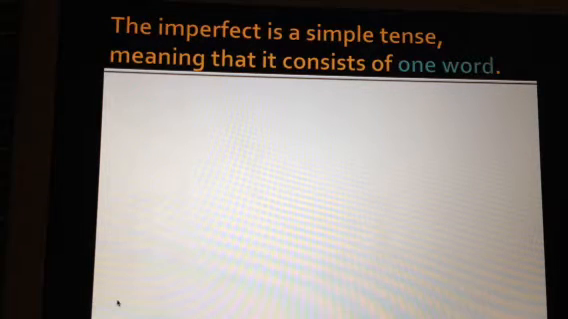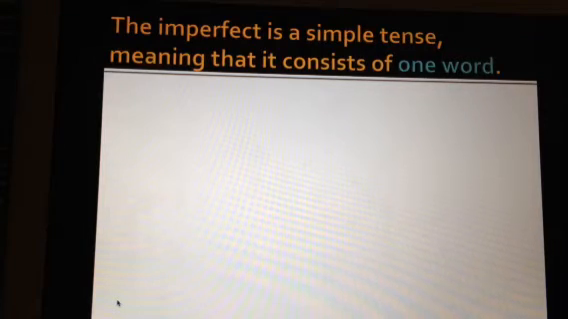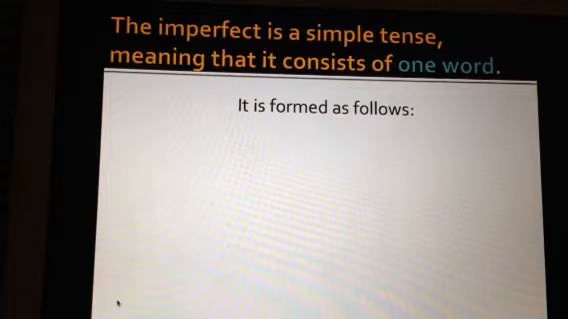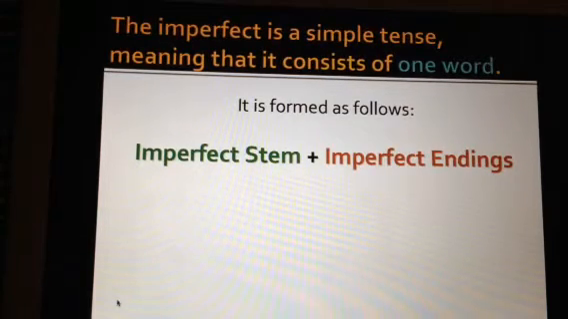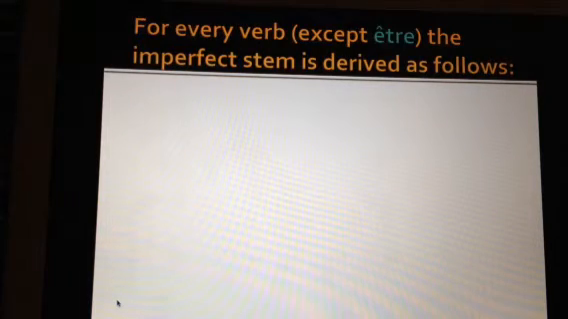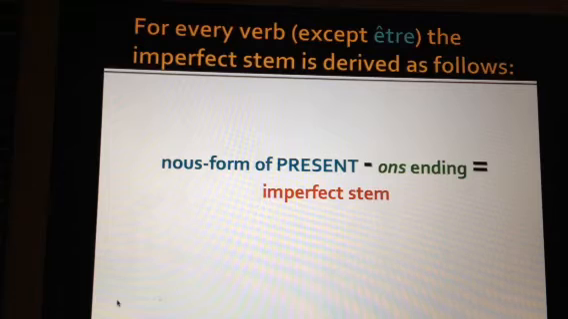The imperfect is a simple tense, meaning that it consists of one word. The passé composé consists of two words as a composed tense. The imperfect is formed as follows. You take an imperfect stem and add imperfect endings. So this will be similar to the present tense of er, ir, and re verbs, where you take a stem and add endings. For every verb except être, the imperfect stem is derived as follows. You take the nous form of the present tense verb and drop the ons at the end, and that gives you the imperfect stem.